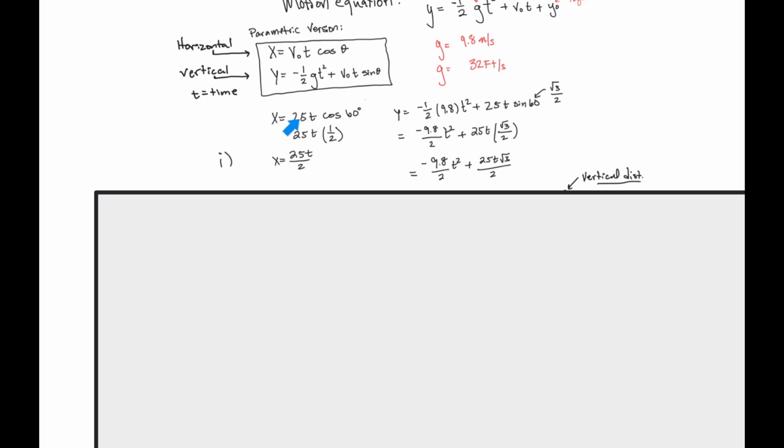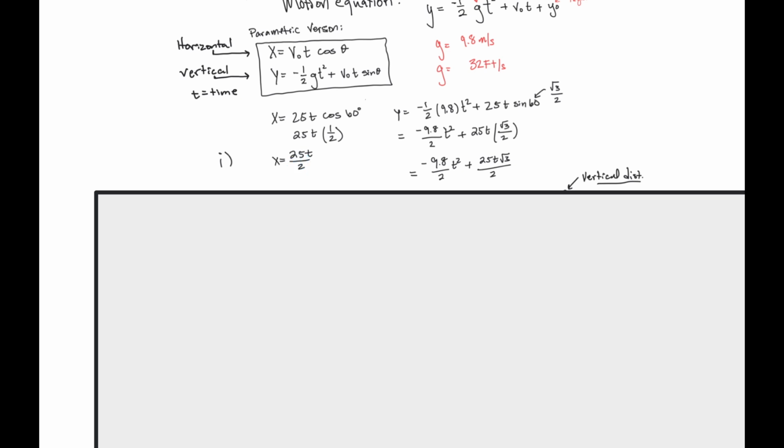x equals 25t cosine of 60. And if I work out what cosine of 60 is, that's just 1/2. And so this equation simplifies down to something really nice. It's 25t over 2, which basically says if I want to know where the ball is in horizontal distance from the beginning to the end of its path, I simply have to multiply time by 25 over 2, and that's going to tell me where it occurs.